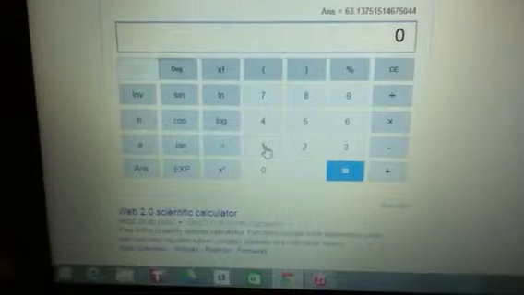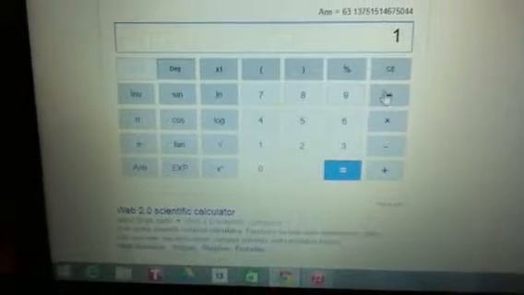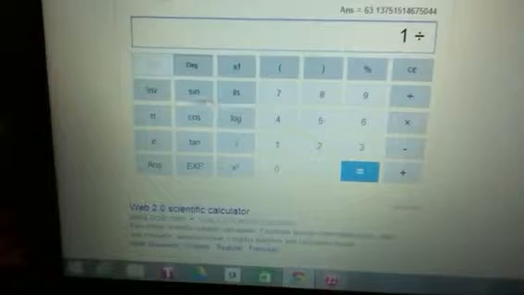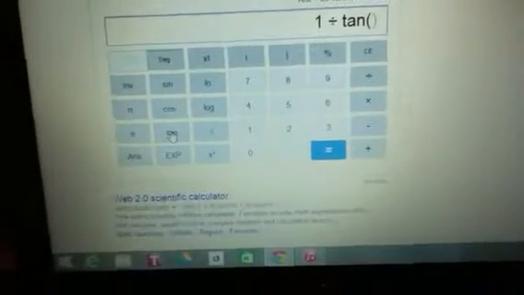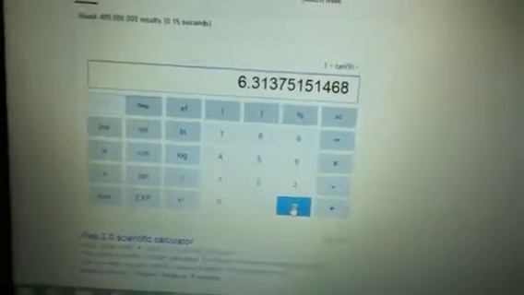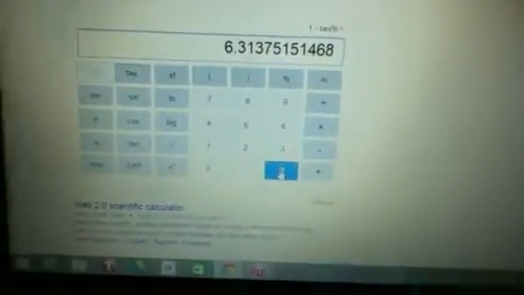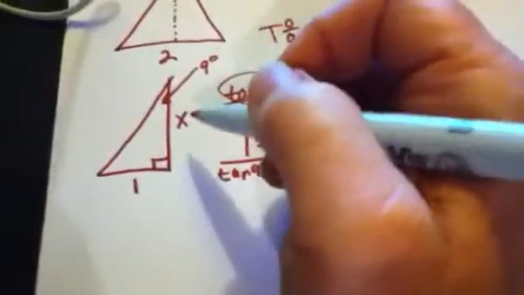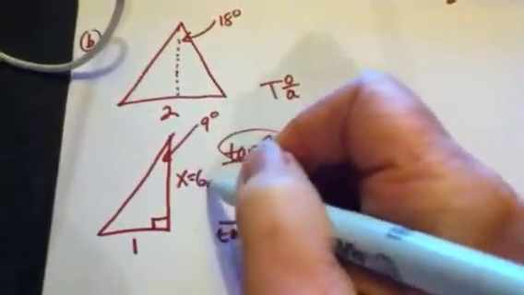Now I know that x is equal to 1 over tangent 9. I don't have a calculator, but I have my computer up, so I can go 1 over tangent 9 on this calculator here. Where's my tangent button? Tangent 9 equals that number. So that's 6, we'll just call it 6.31. So we think x is 6.31. So that's the height.